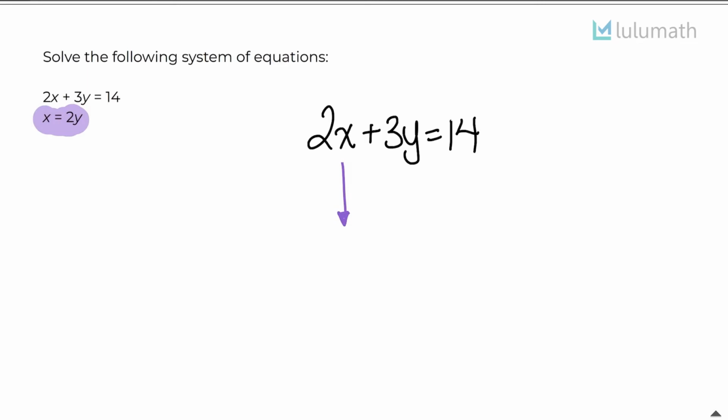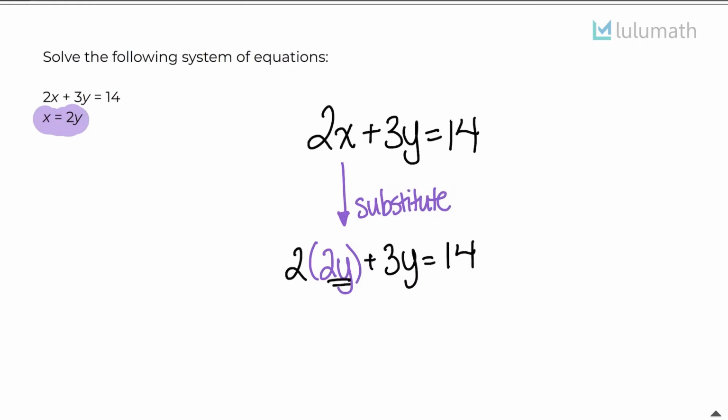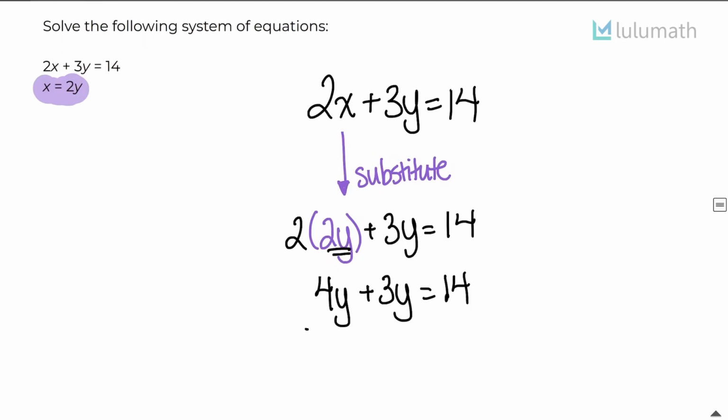Instead of x, I'm going to replace it or substitute again, because x is equal to 2y, it's equivalent. But this time I'm going to replace it with 2y. And I'm going to put it in brackets because I want to make sure that it is 2 times all of this 2y and not just 2. Okay, so now all I have to do is just keep solving. So 2 times 2y is 4y. And then I copy the rest of the equation down, plus 3y equals 14 right here. So 4y plus 3y is 7y. So 7y equals 14. Divide both sides by 7, and I end up getting y equals 2.